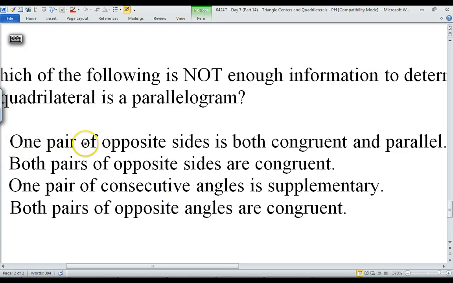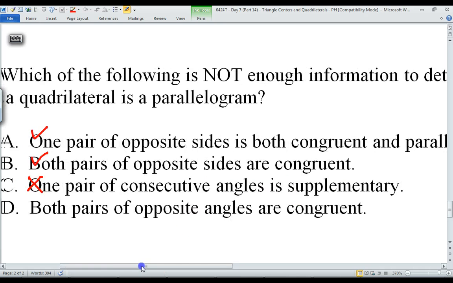One pair of opposite sides is congruent and parallel. That is enough to prove that something's a parallelogram. If you have one pair that's both congruent and parallel, it's a parallelogram. Both pairs of opposite sides congruent would prove that it has to be a parallelogram. One pair of consecutive angles supplementary, one pair will not do it. If it had two pairs of consecutive angles supplementary, that would do it, but not one pair. So that's why the answer was C.